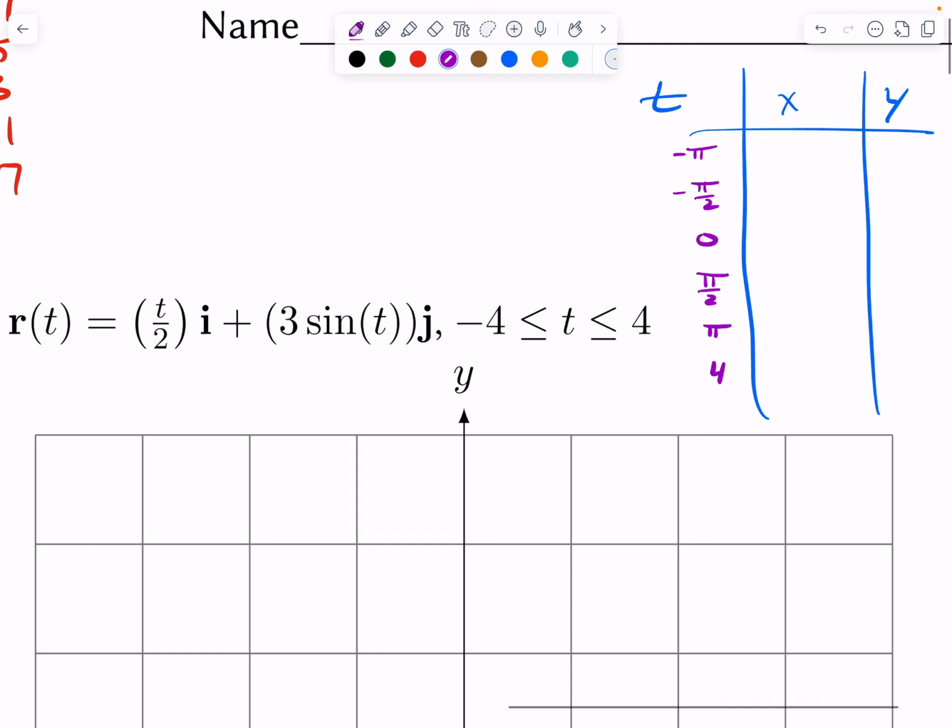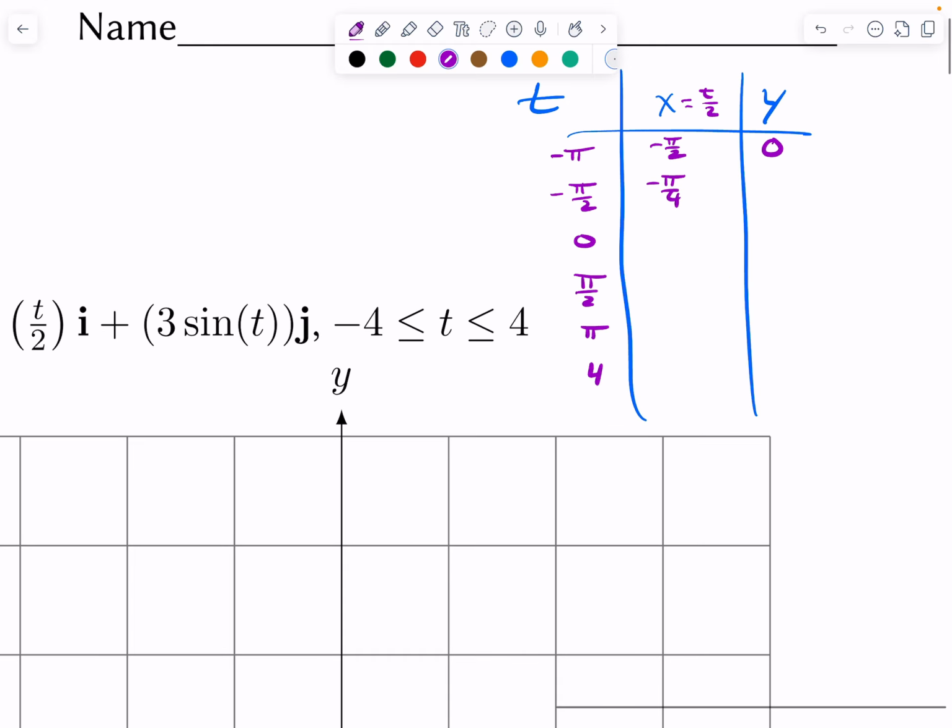Okay, so this will be -pi over 2, which is, what, about 1.5, a little bit more. And then 3 times the sine of -pi. The sine of -pi is 0. Sorry, so that'll be 0. Then -pi over 2, we get pi over 4 for that, because I'm doing x is t over 2 and y is 3 sine of t.